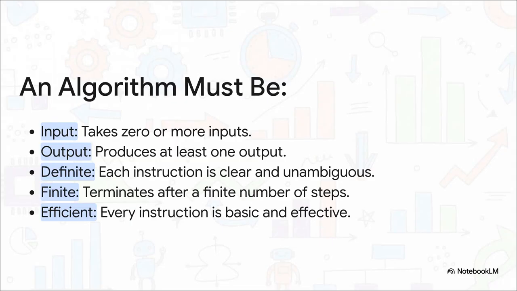And for any of these digital recipes to actually work, they have to follow these 5 rules. It's non-negotiable. It needs some inputs, it has to give you an output, every single step has to be crystal clear, it must eventually end, and every little instruction has to actually do something useful. If it fails on any one of these, you don't have a reliable recipe, you just got a broken algorithm.